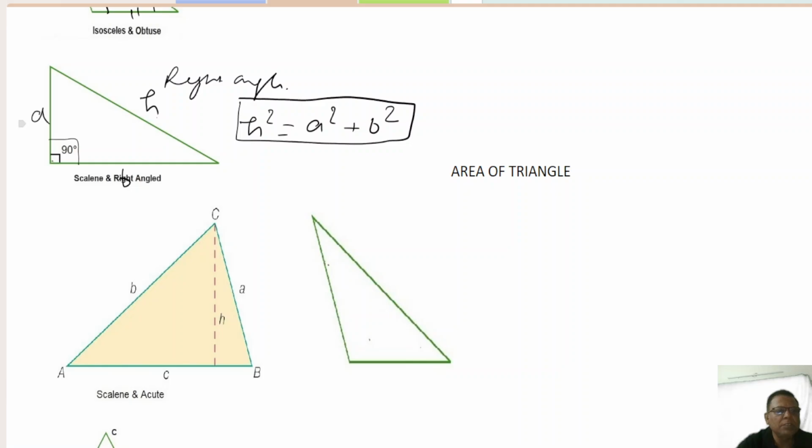Since this is 90 degrees, by taking this side as diameter, we can draw a circle which will touch this corner. Since this is the diameter, the center will be at the midpoint, and this and this one will be equal as radii. This is very important.